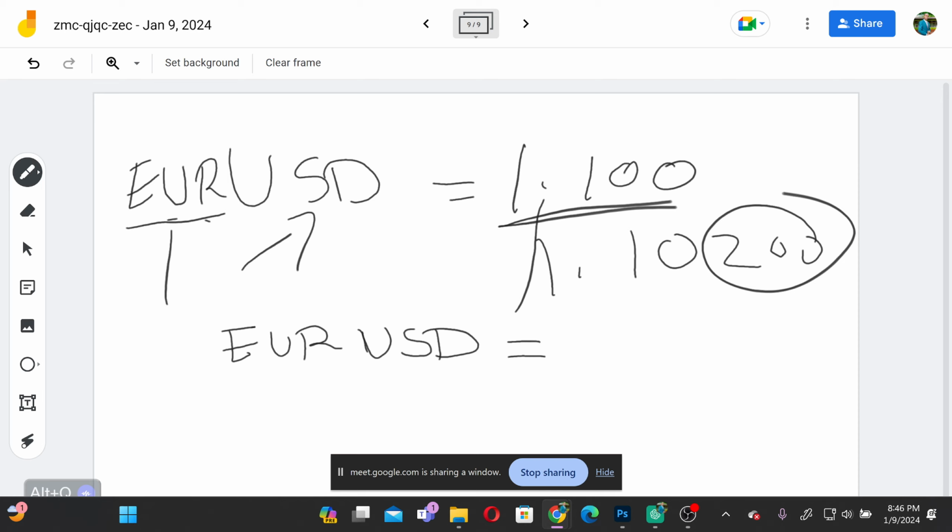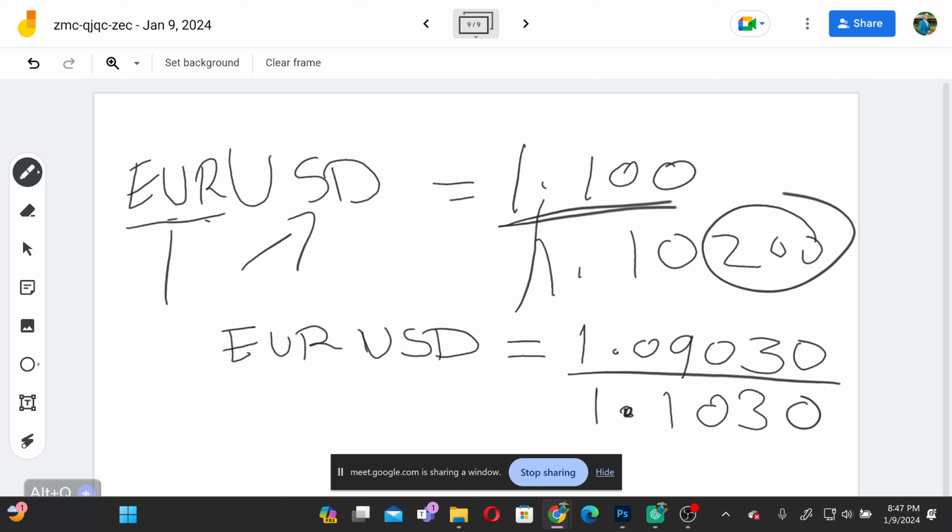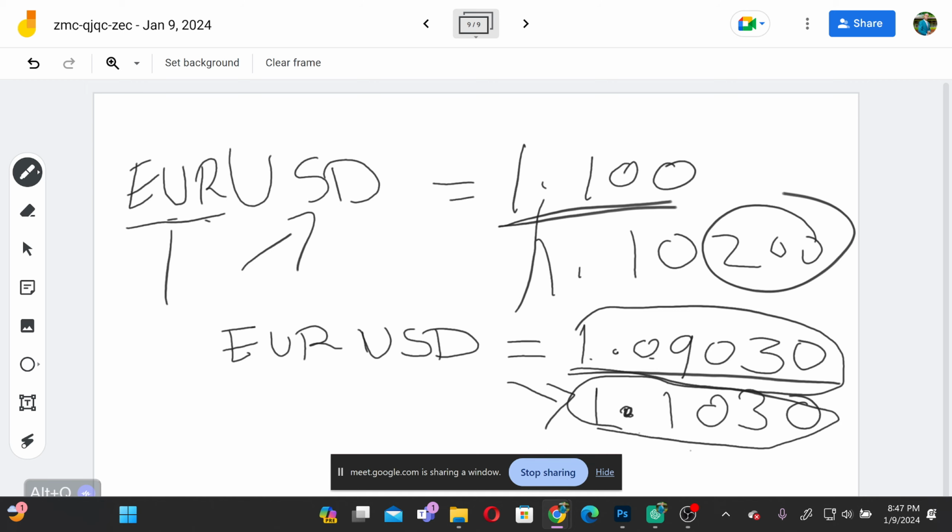Things change every single second, and that's why people make money from it. The price can move from 1.0903. When the price is here, you buy, and you wait for it to come to 1.1030. You can see it has increased, moving from 1.0903 up to 1.1030. That means if you had bought from this area and the market rose to this area, you would be making a profit.